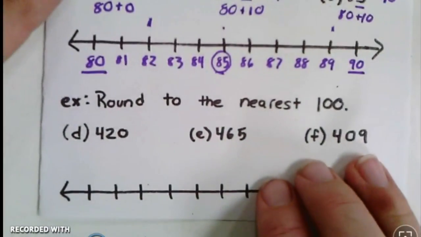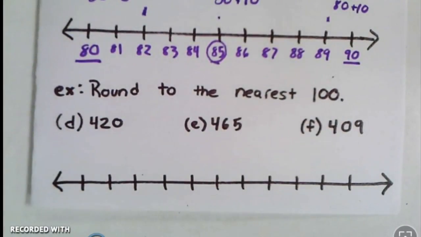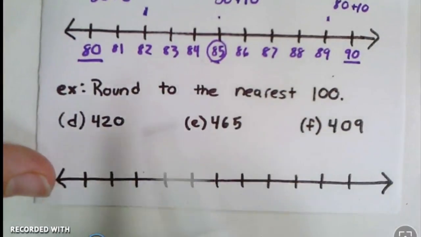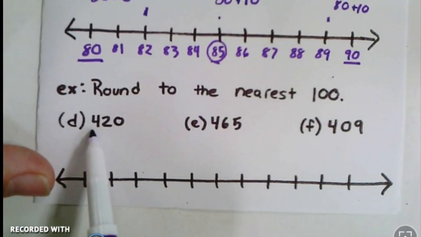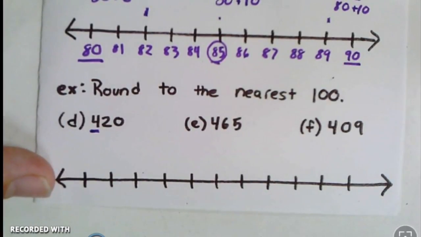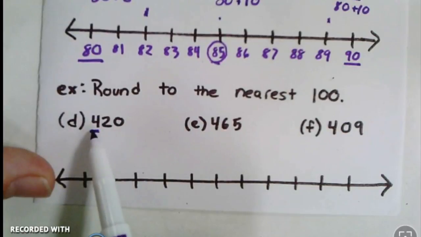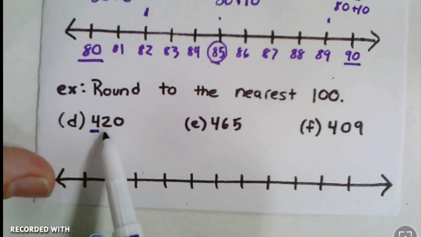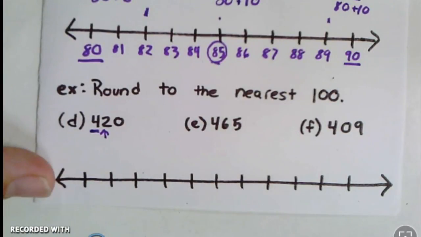All right, what about if we were rounding to the nearest 100? So this is a little different, but it's kind of the same. If we're rounding to the nearest hundreds, you want to find the hundreds place in your number, which is right here, the 4. And now we're going to look at the number right before the 4. So that number is a 2.